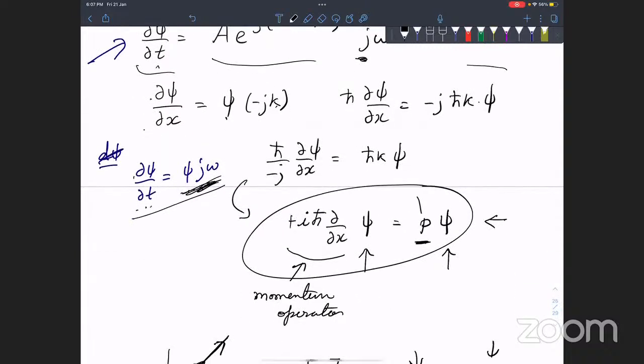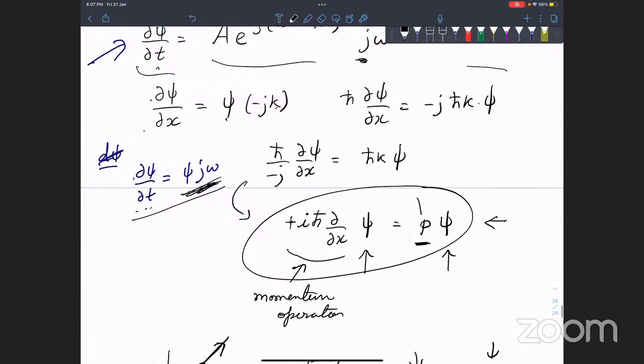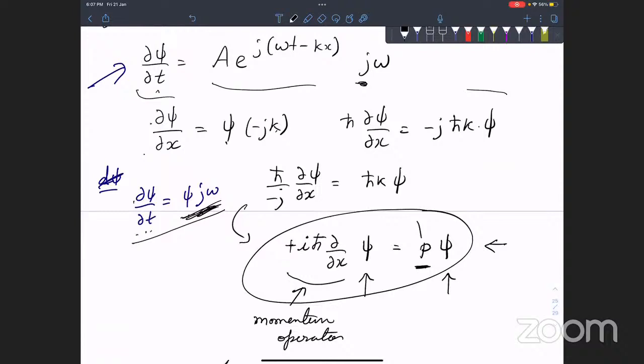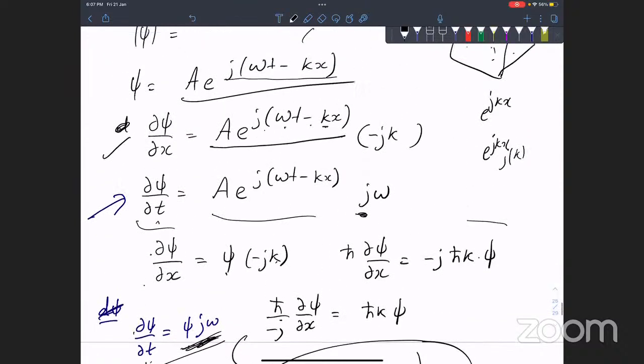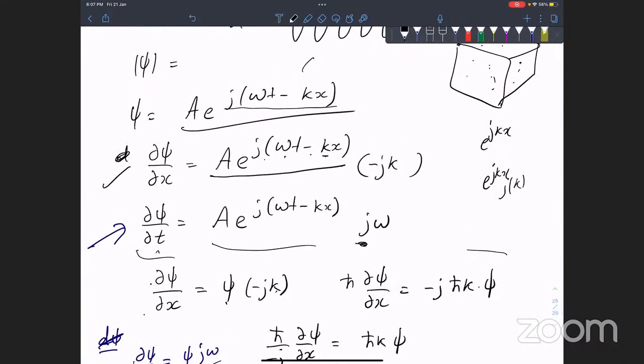Yeah, this is plus. You're right. Yeah, this will be plus. But sir, actually the momentum operator is minus i h-bar del by del x. No, it's no. You can see, it depends on how you define it. I could have done j(kx minus omega t).